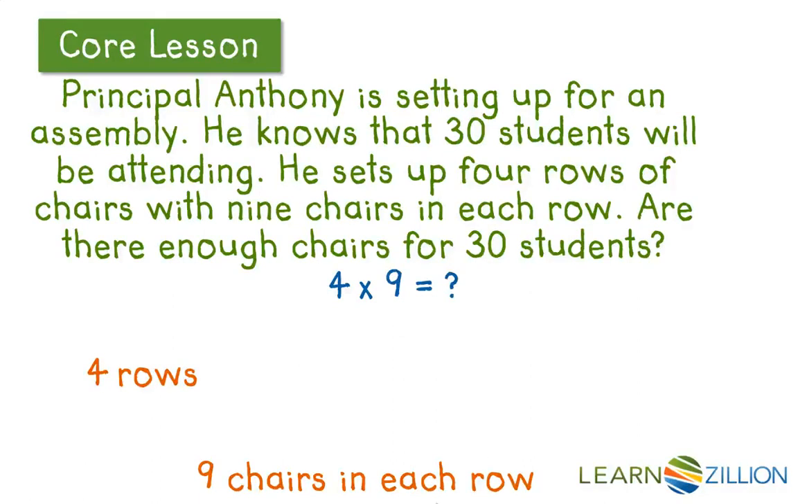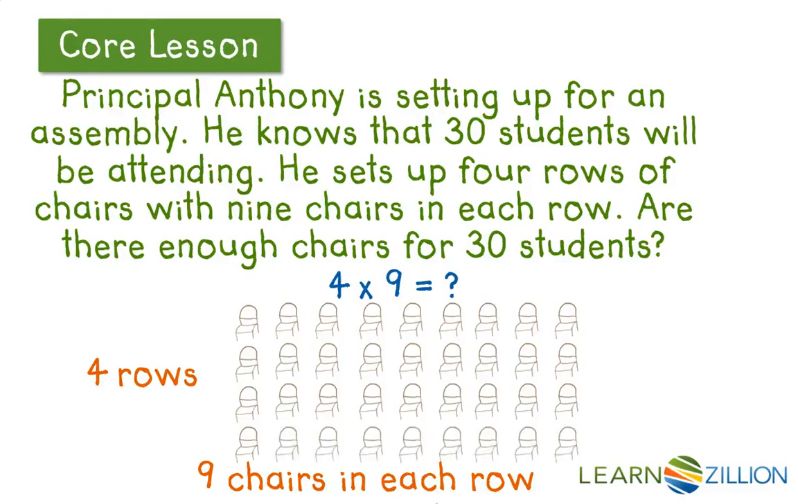This time I will use chairs instead of dots. It doesn't matter what symbol you use to make an array. First, I will record a chair for each row, then I will fill in 9 chairs per row. 1, 2, 3, 4, and 9 chairs per row. Now that I've made my array, I will count the total number of marks in the array to find the product of 4 times 9.